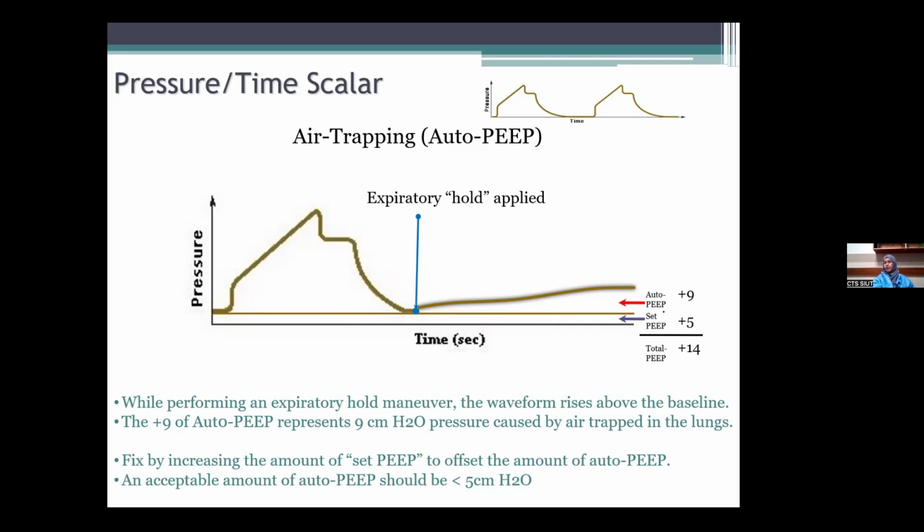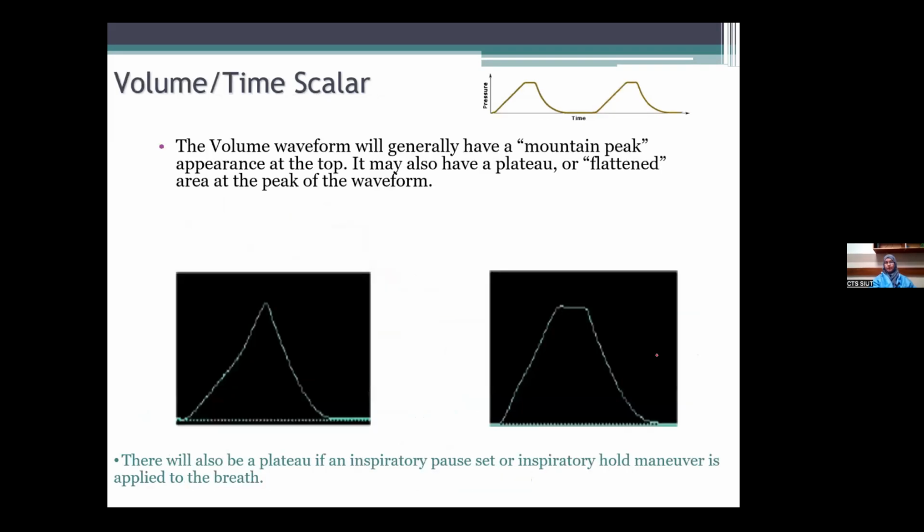And for doing that, you can increase the value of the set. For volume time scalars, the volume waveform will generate a mountain peak appearance at the top. It may also have a plateau or a flattened area at the top of the peak. So if you apply an inspiratory pause, that is exactly when you're going to get this type of waveform. Otherwise, you'll be seeing this peaked waveform.